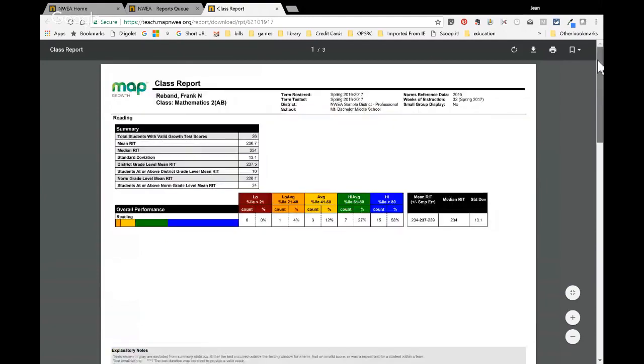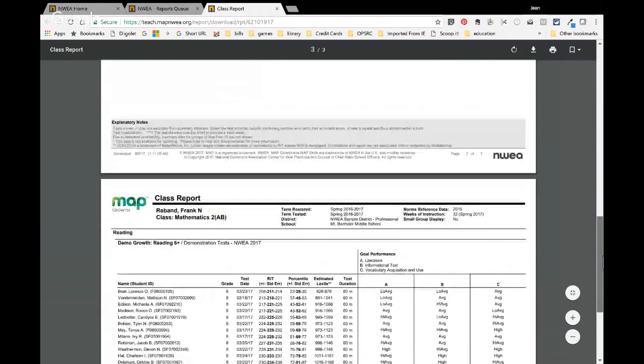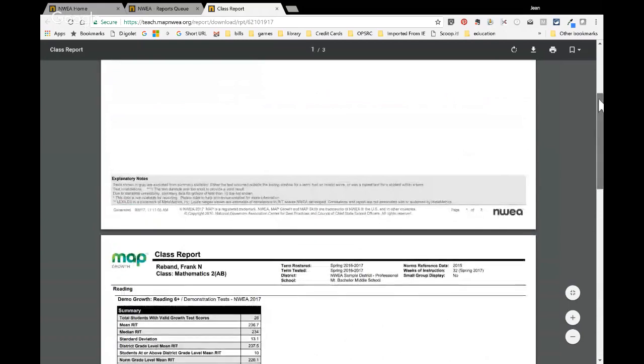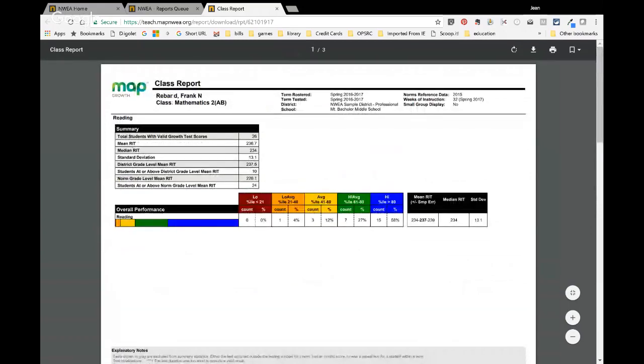So now we've come to the class report. It will be several different pages. We're going to be concentrating in this part of the tutorial specifically on the class summary. So this area up at the top tells the name of the teacher and the class that you're looking at, tells the term rostered and term tested, verifies the district, the school, the normed reference data, which is currently from 2015, and gives the weeks of instruction that the students had up to this point. In this case, it was a spring test, so there were 32 weeks of instruction.